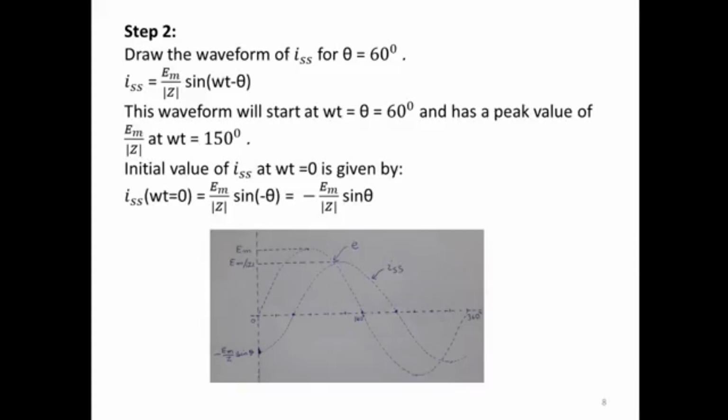Now one important point which will normally be asked: what is the initial value of this steady state current? You can see that on y-axis I have mentioned this point boldly. The initial value of steady state current can be found by putting omega t equal to 0 in the equation of ISS. What you will get is minus Em by Z sine theta, and that is the initial point of steady state current.